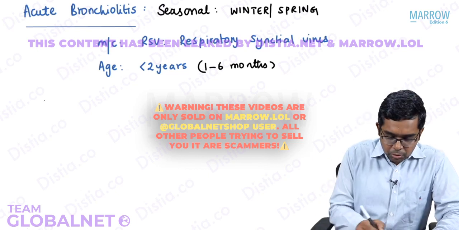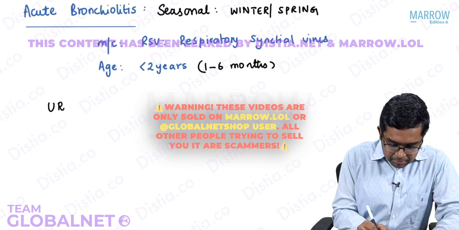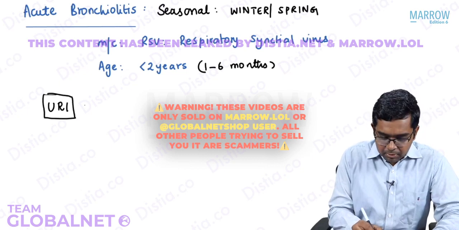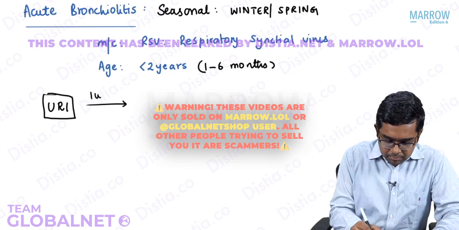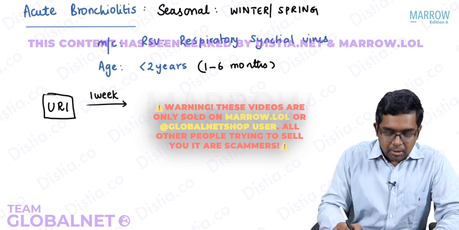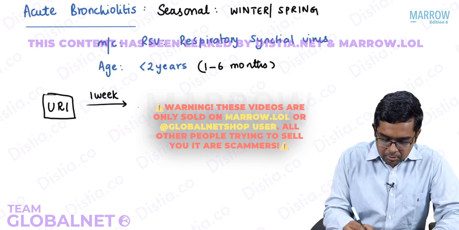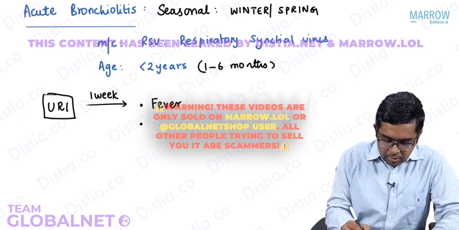This infection usually starts as an upper respiratory infection. To begin with, it's an upper respiratory infection. Around a week later, it would present as a lower respiratory problem. And what is the site which is going to be affected? It is the bronchioles, because of which the child gets fever as a part of infection, along with breathing difficulty.